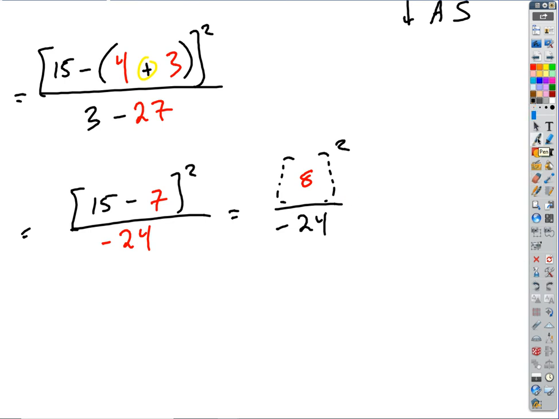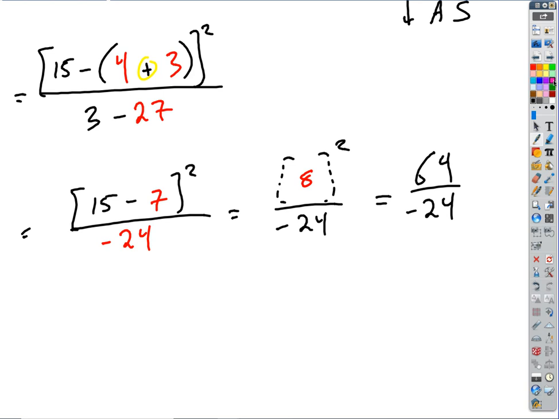Well, we're about done. So we end up with what on the top end? What is 8 squared? 64 over -24. Okay, well, we're getting there. We're pretty close. Now we've got this down to a single fraction.